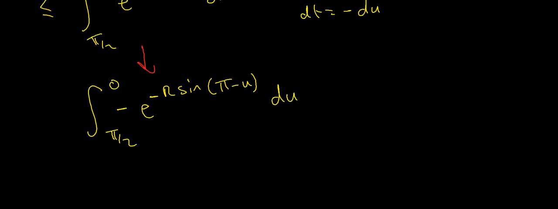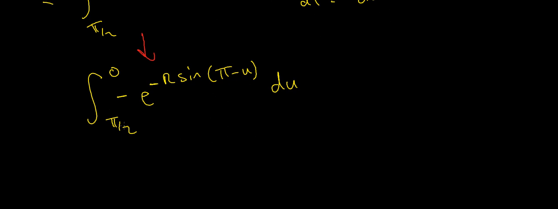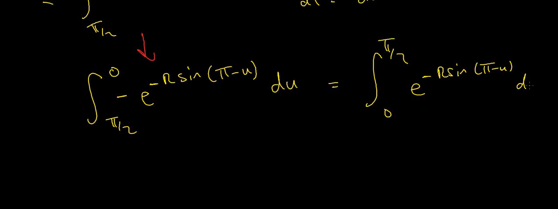Now, just as I did before, I want to swap the limits of integration. I want pi over 2 to appear at the upper limit, and I want 0 to appear at the lower limit. So I'm going to multiply the whole thing by minus 1 and swap the limits around. That's going to give me the integral from 0 to pi over 2, because the negative signs cancel, of e to the minus r sine of pi minus u du. Now, using a trigonometric identity, we know that sine of pi minus u is the same as sine of u.